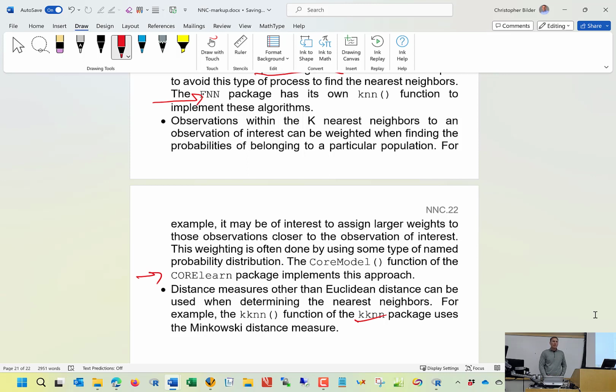So the purpose in this section was just to introduce you to k-nearest neighbor classification and the way that it is most often carried out. And if you're interested in this, here are some other options that are available to you. Okay? So that concludes this section. Are there any questions? Okay.